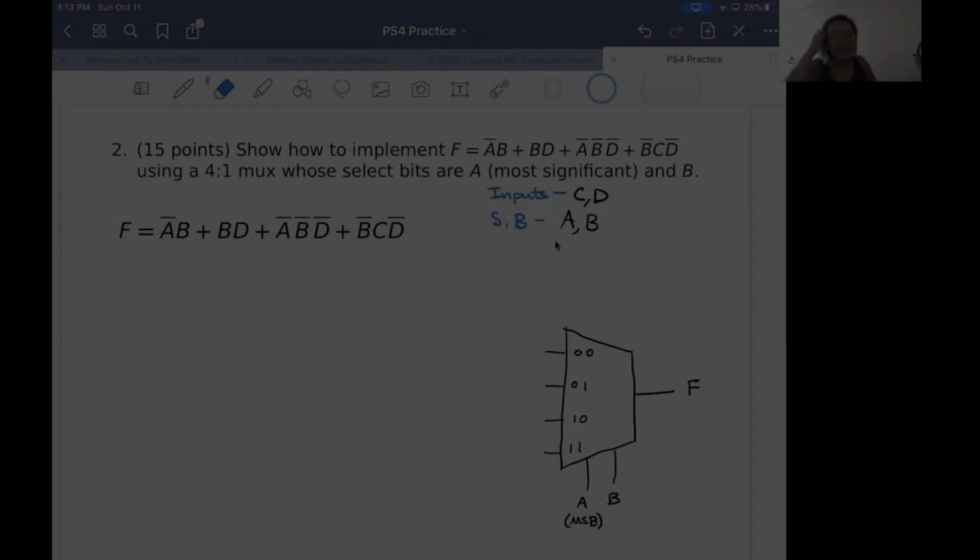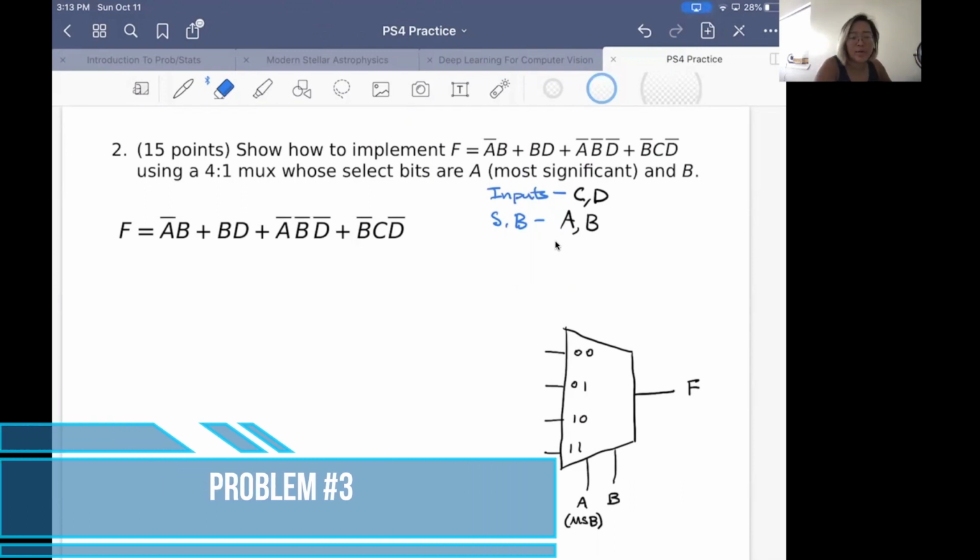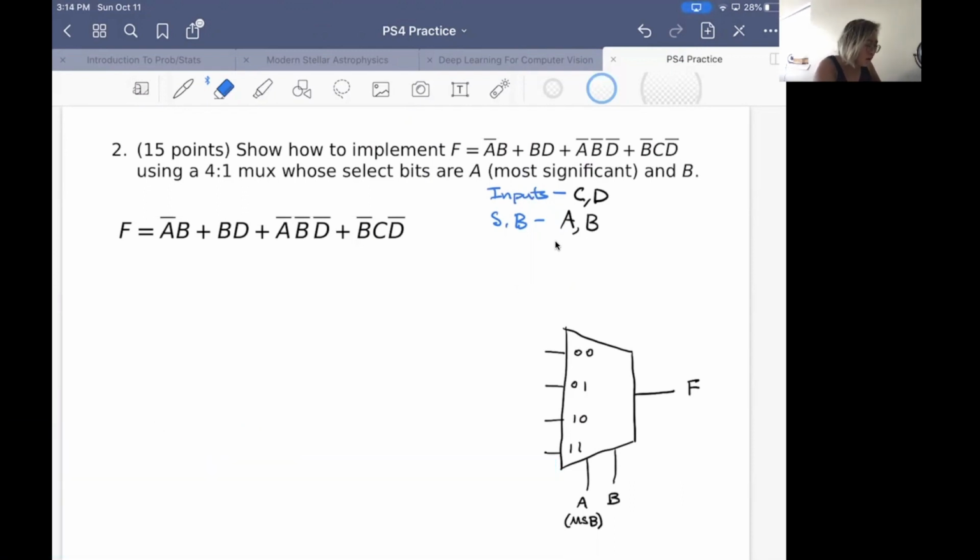Thank you. Hi everyone, I'm Kat, and today I'll be showing you a faster method of solving mux problems that doesn't require truth tables. Hopefully this can help you solve your homework problems more efficiently and get through the quiz faster.